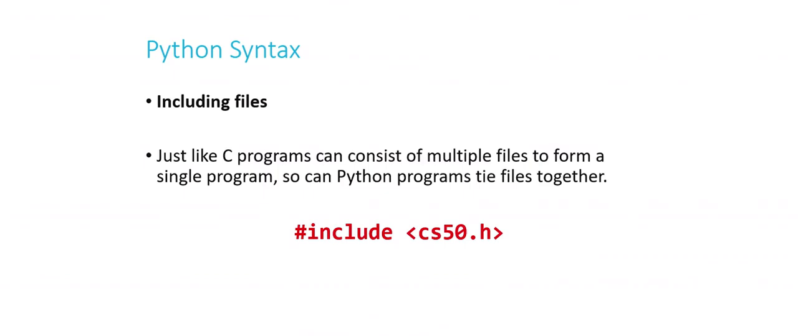So in C, we had the notion of including files if we needed to get additional information from libraries, for example, like stdio.h or cs50.h. We can do the same thing in Python. In C, it was pound include. In Python, we import, and instead of being called header files or libraries, we generally call them modules.